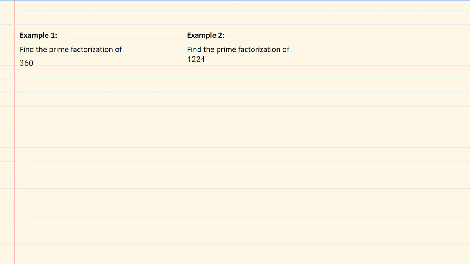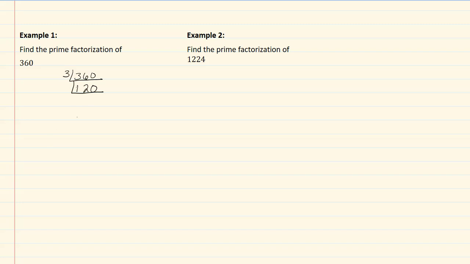In example 1, we're to find the prime factorization of 360. So I'm going to write 360 here. And I can tell that it's divisible by 3 because 3 plus 6 is 9, and 9 is divisible by 3. So I'm going to divide by 3, and 3 is going to go into 360. It goes into 3 one time, it goes into 6 two times, and then goes into 0 0 times. So it'll be 120.